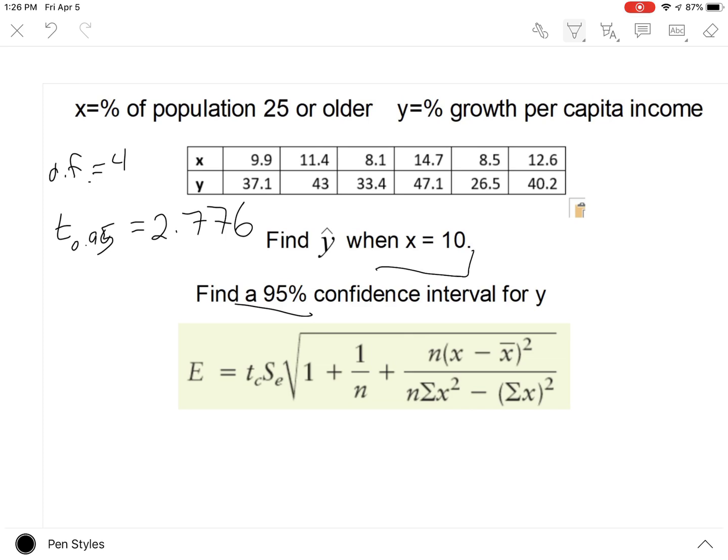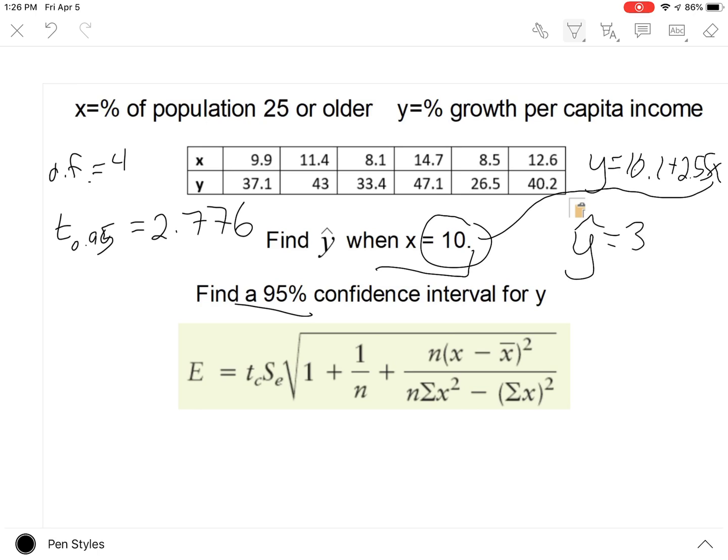Now what that means is I have to take my line of best fit from before, y is equal to 10.1 plus 2.55x. This 10 has to go in for x, and I get a value for y hat that I can use as my point estimation, or my number that I'm going to add and subtract my error to. I got my 2.776 for that. Remember, my standard error was 3.77 times the square root of 1 over 6, because I got 6 ordered pairs.